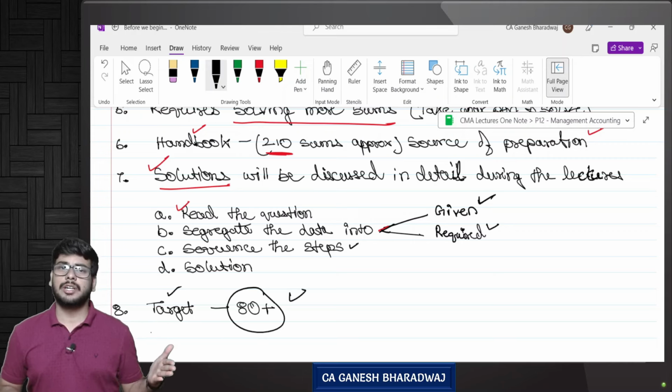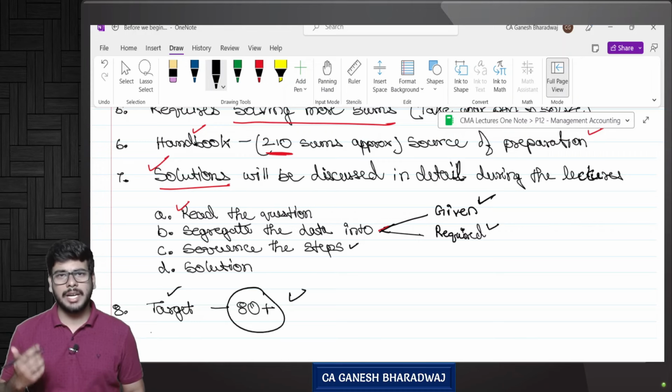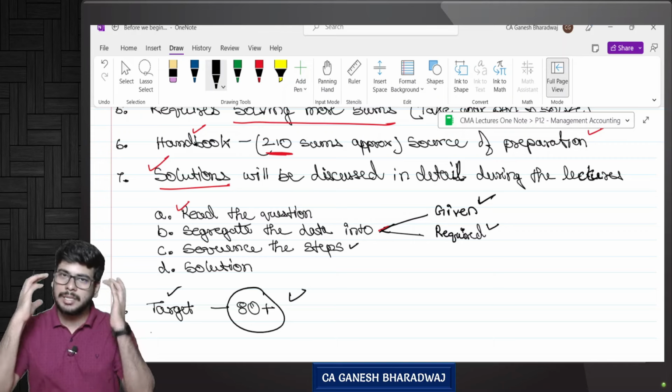When you were studying your 10th or 12th standard, scoring an 80 plus was possible, no? What 80 plus? We were talking about 90s or even centum. That's what we were talking about. Then what has changed right now in your CMA course, in professional courses? What has changed? Nothing has changed. Just the mindset has changed.